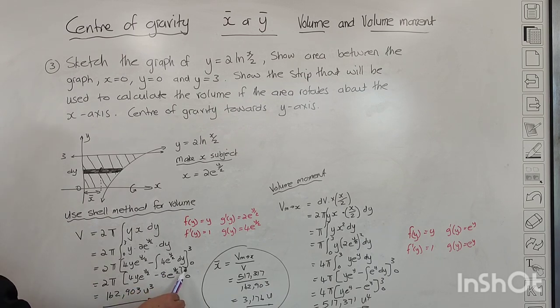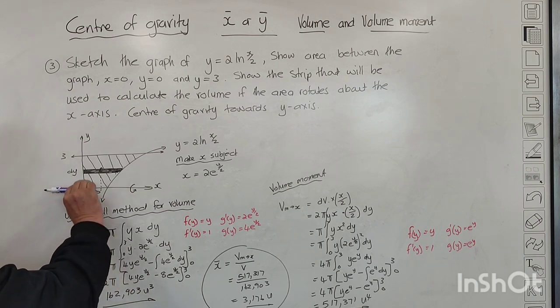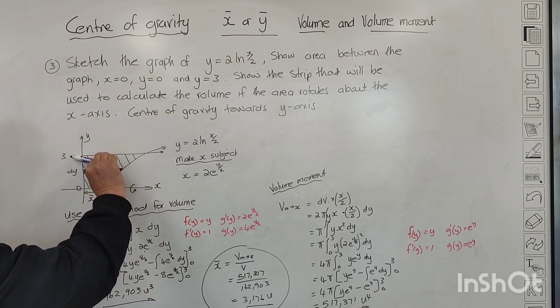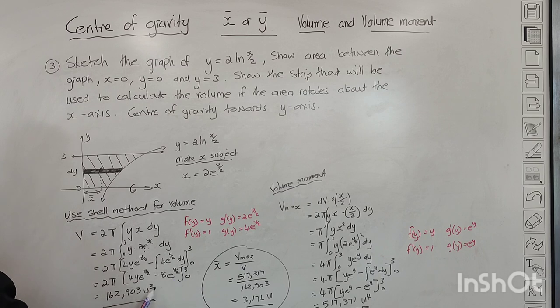So now I can substitute in my value from 0 to 3. So first the upper limit of 3, then 0 on my calculator, and I'll get a volume of 162.903 units cubed.